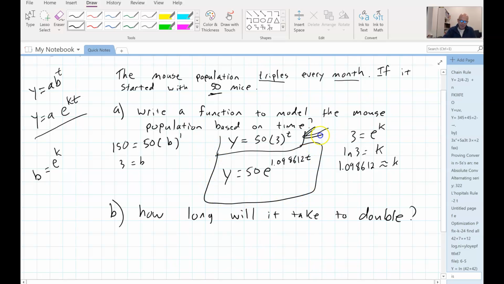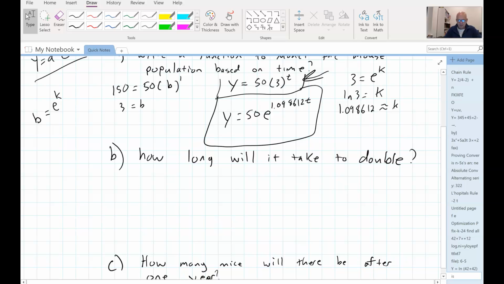This one seems to make the most sense to do on this one because we already know there's tripling, so it's pretty easy to see that we just put a 3 in there and then put months up there. Now, the second one says, how long will it take to double? So knowing that it triples every month, how long will it take to double? Well, we already have a formula. Now we could use this one or that one.